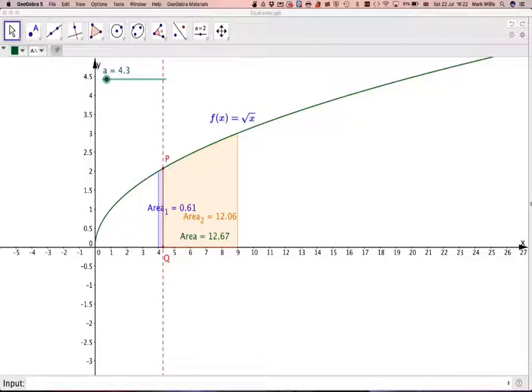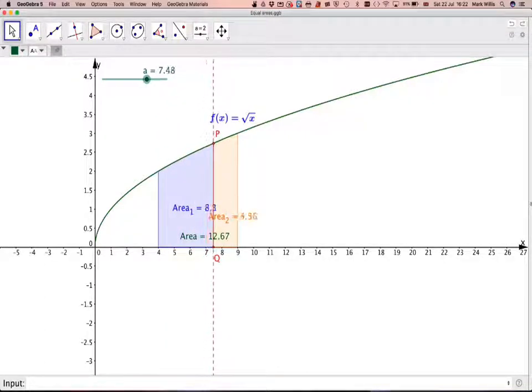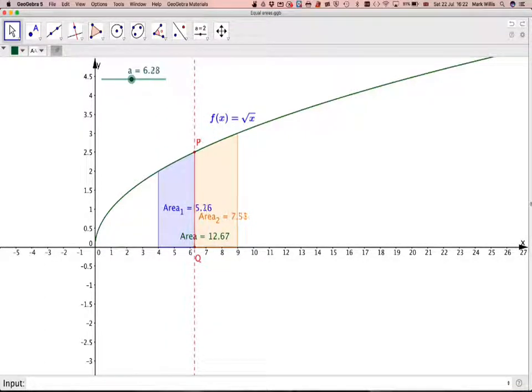We can move the slider, so what we want to do is move the slider such that these two areas are actually equal. At the moment we can see one is 5.16 and the other is 7.51. We want to find the value here such that this area is exactly the same as this area. At the end of the video I'll come back to the applet and show you exactly where that is. But first of all we're going to do it using a little bit of integration.